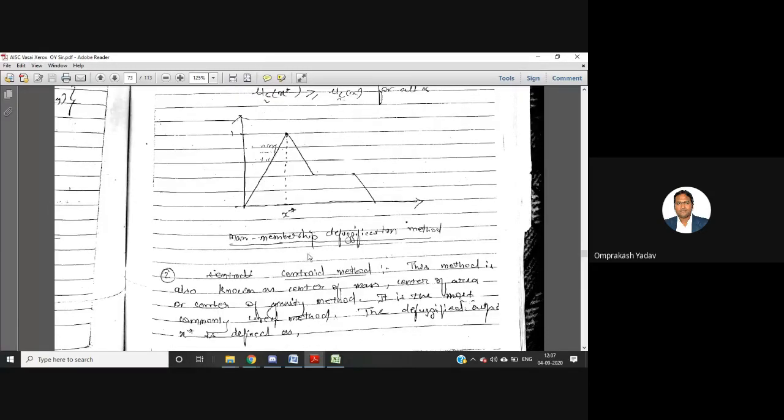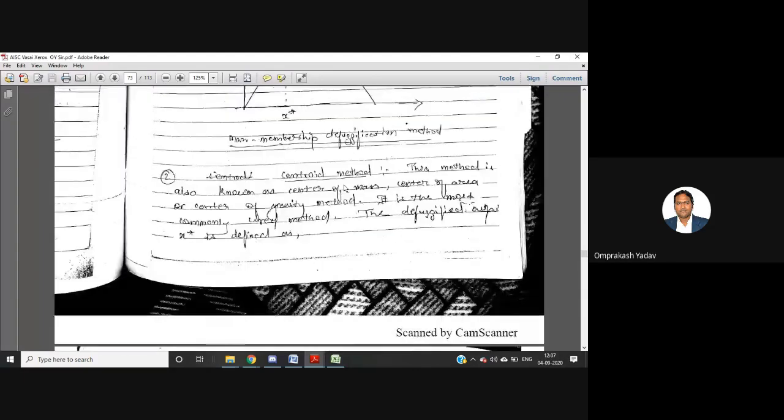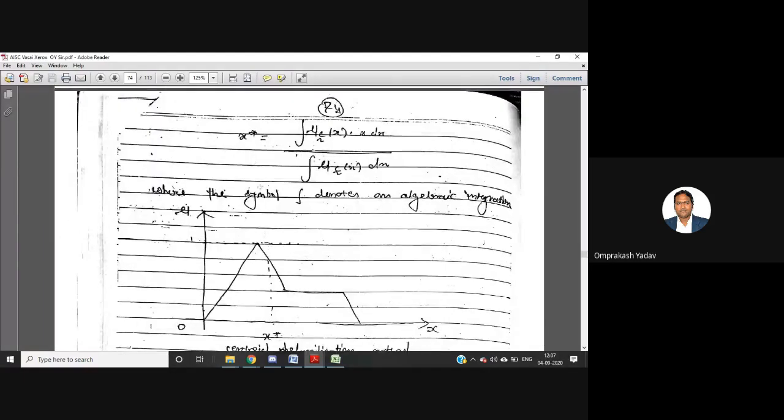Then the next method is the centroid method, where we use this particular formula to find x star. There will be a little bit of difference between this x star and the previous x star; it will be shifted a little. It's not exactly at the max peak point, it's a little bit over here. This also works on the output image, and the first method also works on the output image.